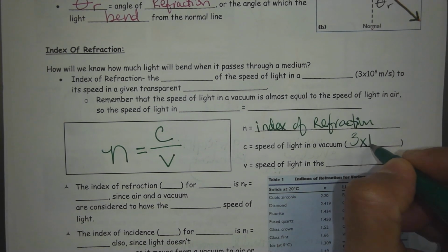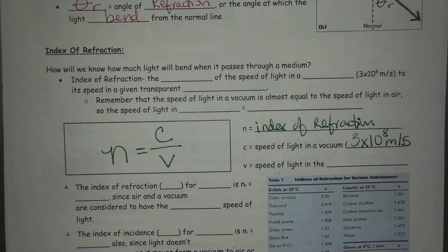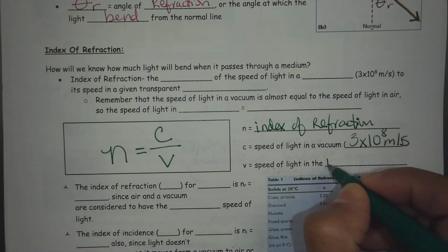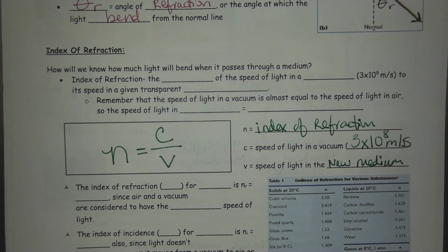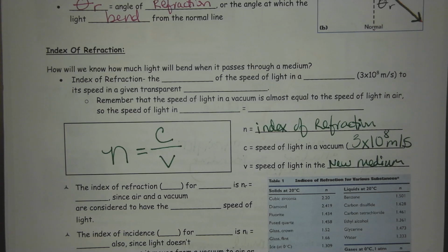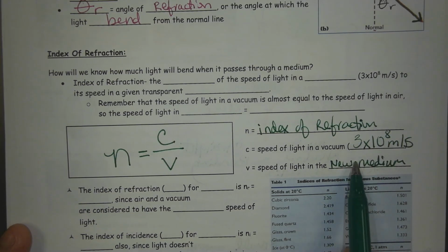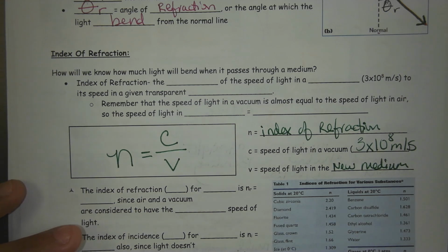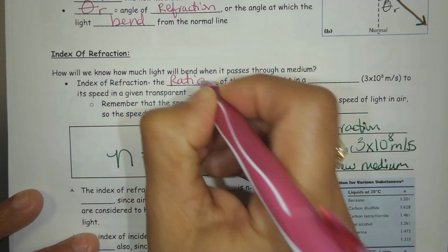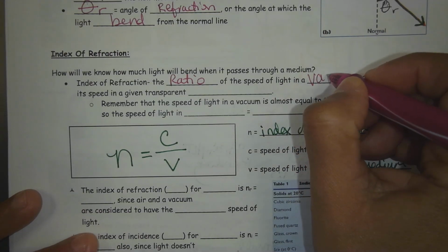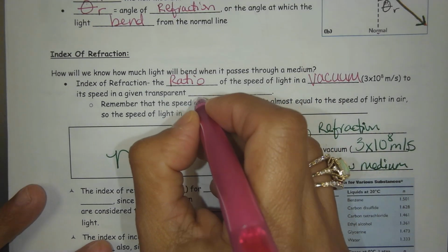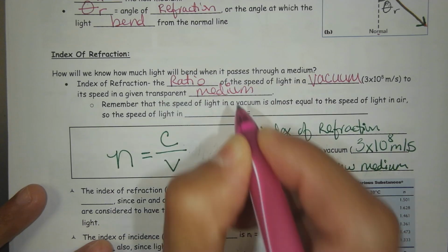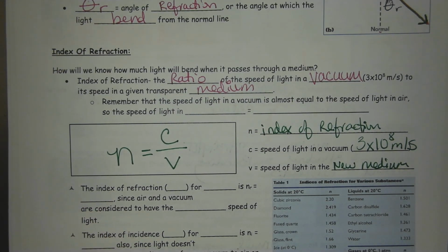c is the speed of light, which is 3 times 10 to the 8th meters per second. And v is the velocity in the new medium. I mean, it could be 2.22 times 10 to the 6th power. I don't know. Whatever it is, it's going to be another number, a different one. Now what happens is the index of refraction is a ratio of the speed of light in a vacuum compared to the speed of light in a different medium. Okay? How fast light can travel.